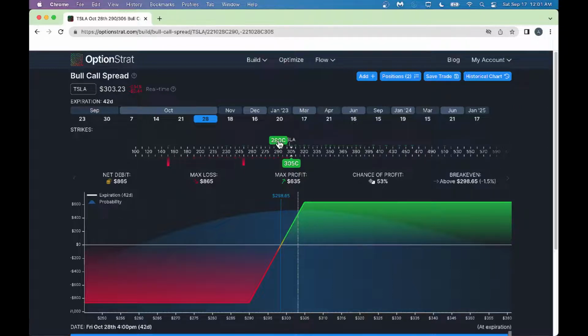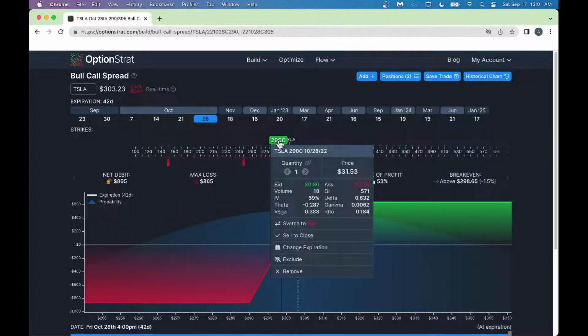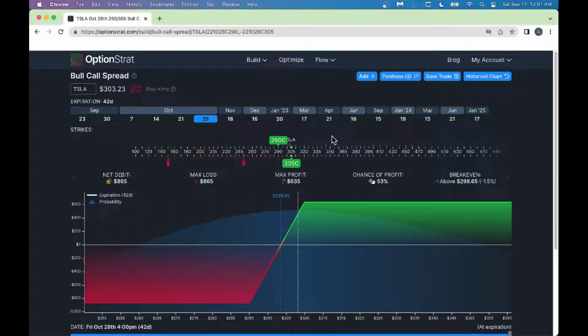The moment you see on the top that tells you you're buying, quantity is +1. As you click on it, it also tells you what the volume and the open interest are. Look, there's the open interest here, and it gives you all the Greeks, implied volatility, and so on and so forth. So with this, look, we are increasing our chance of profitability to 53%, and we are putting up a lot less capital.